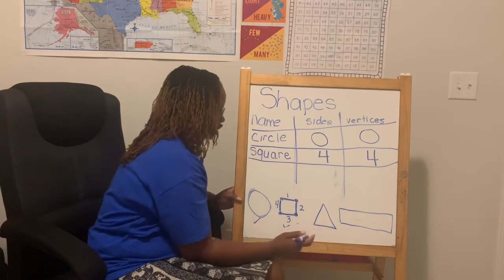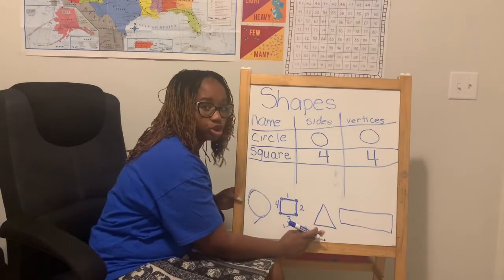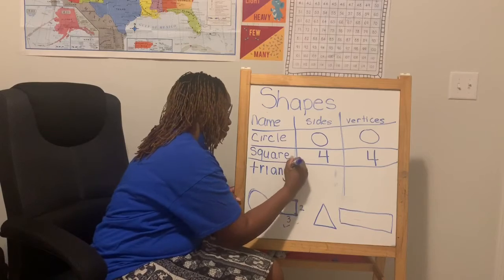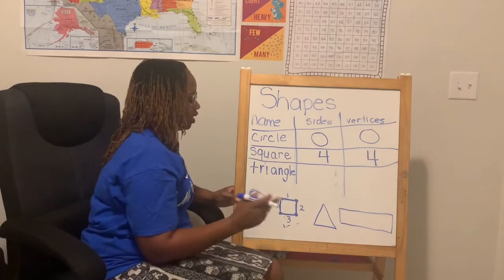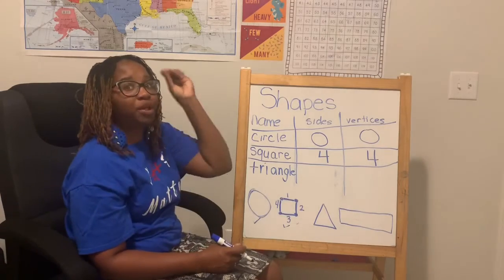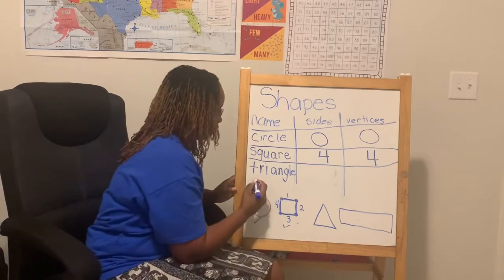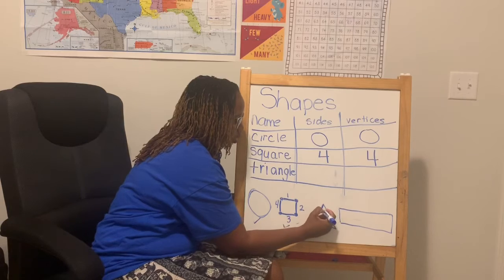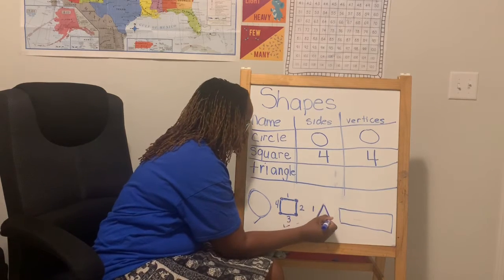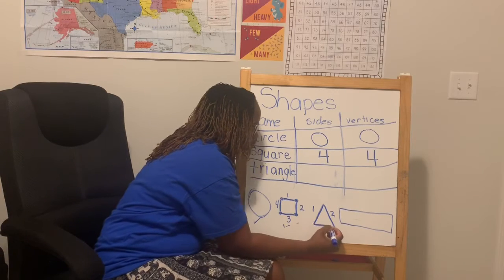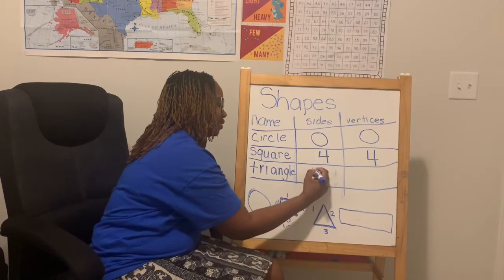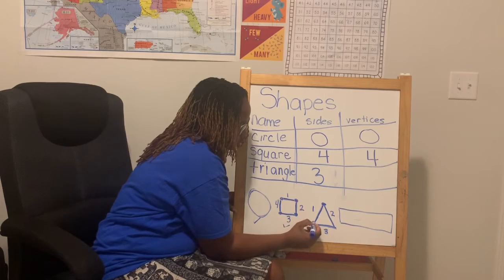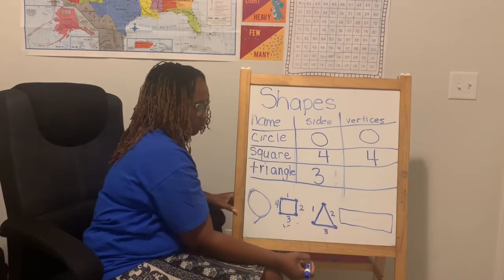Now let's name this shape. This shape is a triangle. That is the name of that shape. Even if you don't see it, and you see the word triangle, you have to be able to picture what that shape actually looks like. So let's look at our triangle. The triangle has 1, 2, 3 sides. And where do those sides meet? 1, 2, 3.